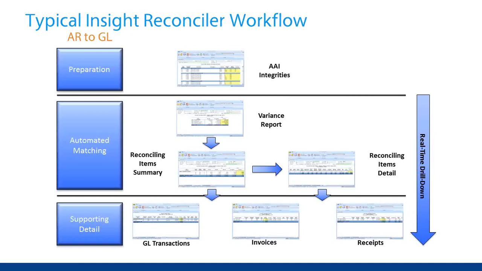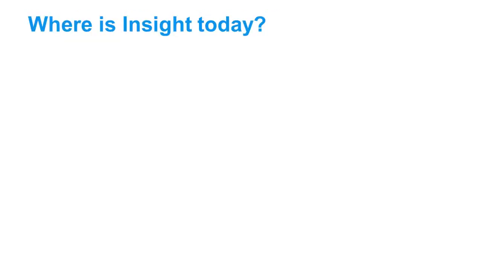And of course, if you fix the errors on the first day of the month, you don't have to wait until the end of the month to find out that you had 30 days where things were getting posted to the wrong places. So it's solving the root cause of the problem. That's what Insight Reconciler is designed for.